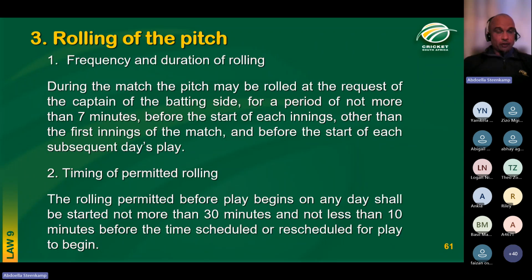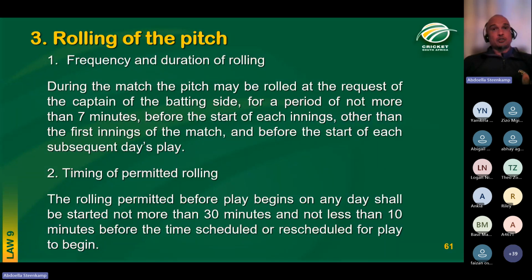So if on day 2 play is about to start at 10 o'clock, our 20-minute window period is from 9:30 till 9:50. So this is the window period, and only that 20-minute window period, is where rolling takes place on each subsequent day's play, i.e. day 2, day 3, day 4, and day 5. And again, the fourth umpire will supervise the rolling. So anytime between 9:30 and 9:50.